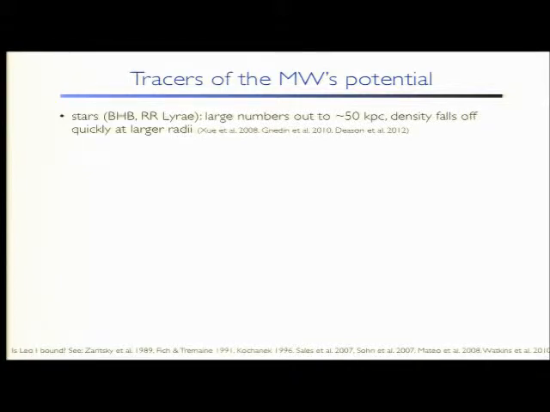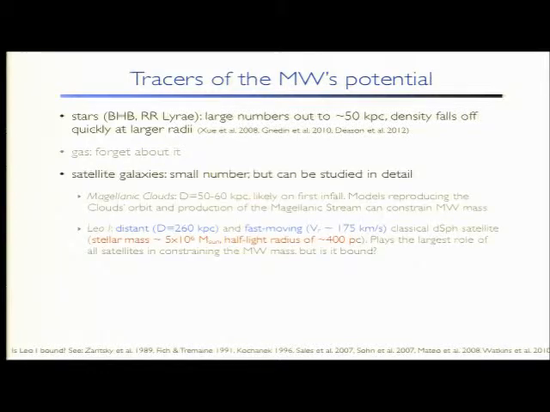So I think there is potential in the future to use these stars at even larger radii than around 50 kiloparsecs. But at present, it's a lot harder to constrain the mass distribution at larger than 50 kiloparsecs with these stars. If we want to use gas, I'd recommend not doing it. That's very hard to find at larger radii than 50 kiloparsecs in the Milky Way. So satellite galaxies are an example of something that could be very useful for studying the mass distribution of the Milky Way.